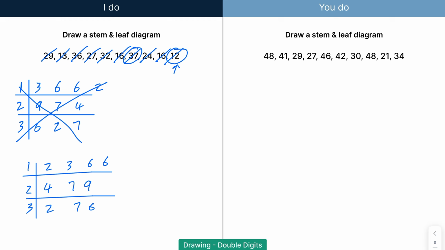Here's the final answer. And remember, you always need a key. So with the key, we're just saying that 1, 2 means 12. Okay, so you do need a key for the final mark, and it needs to be in order.